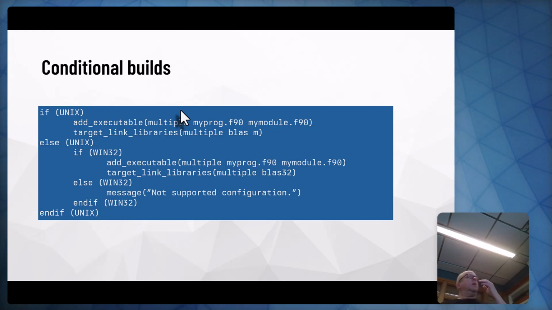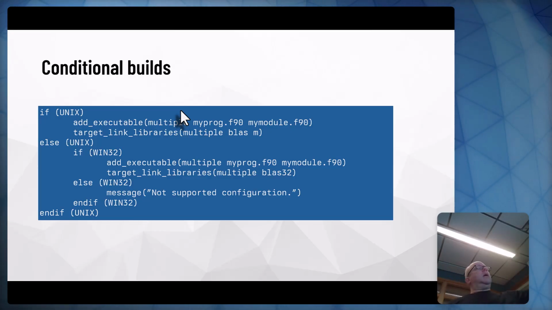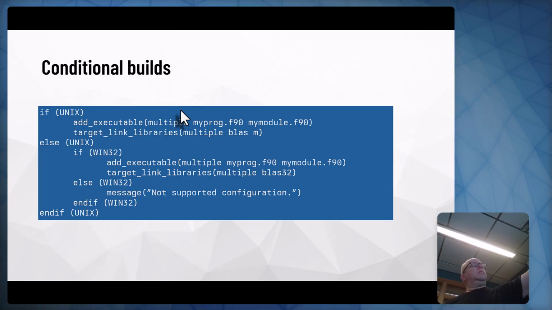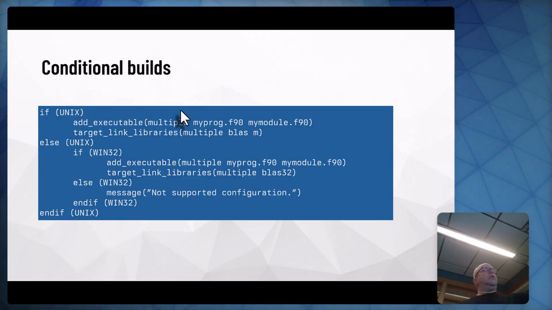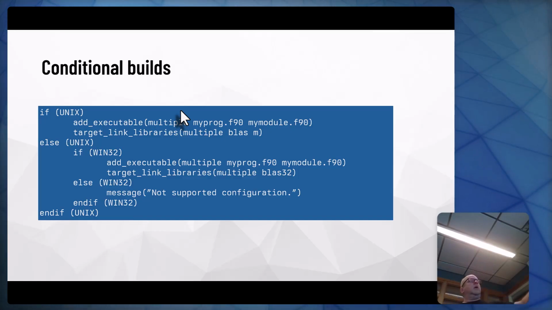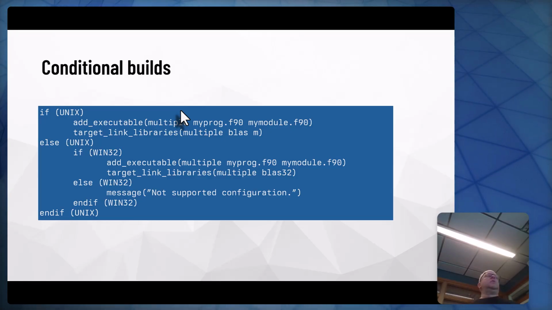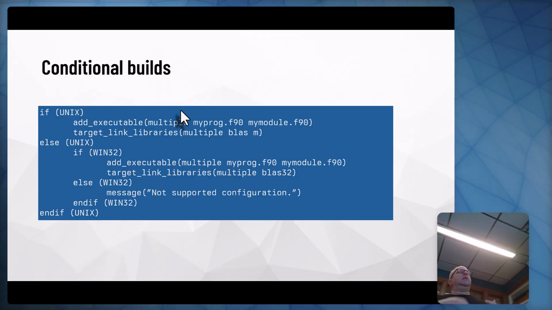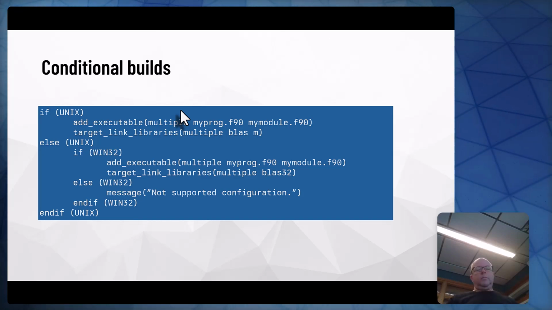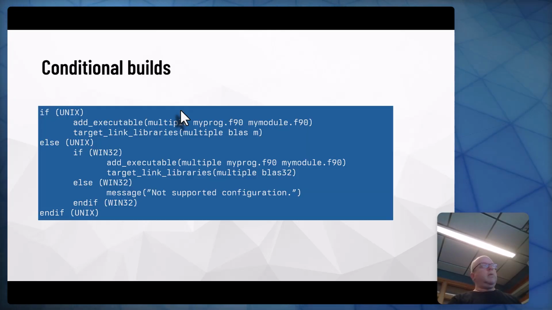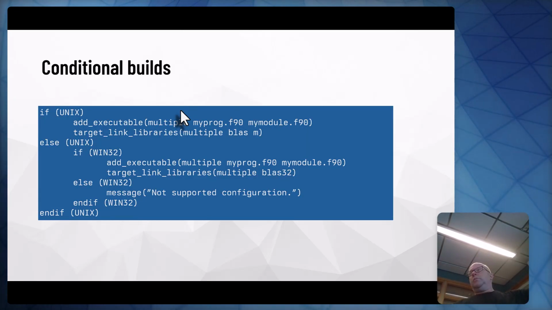So here you can see, if I'm on Unix, I add the executable multiple and link with these libraries. If I'm not on Unix, then perhaps I'm on Windows. If I'm on WIN32, which is the acronym for Windows, you add different libraries. And if I don't find anything, you can see it says no supported configuration. So you can express your build needs in very clear syntax here. And if you run this, it will only run one of these.